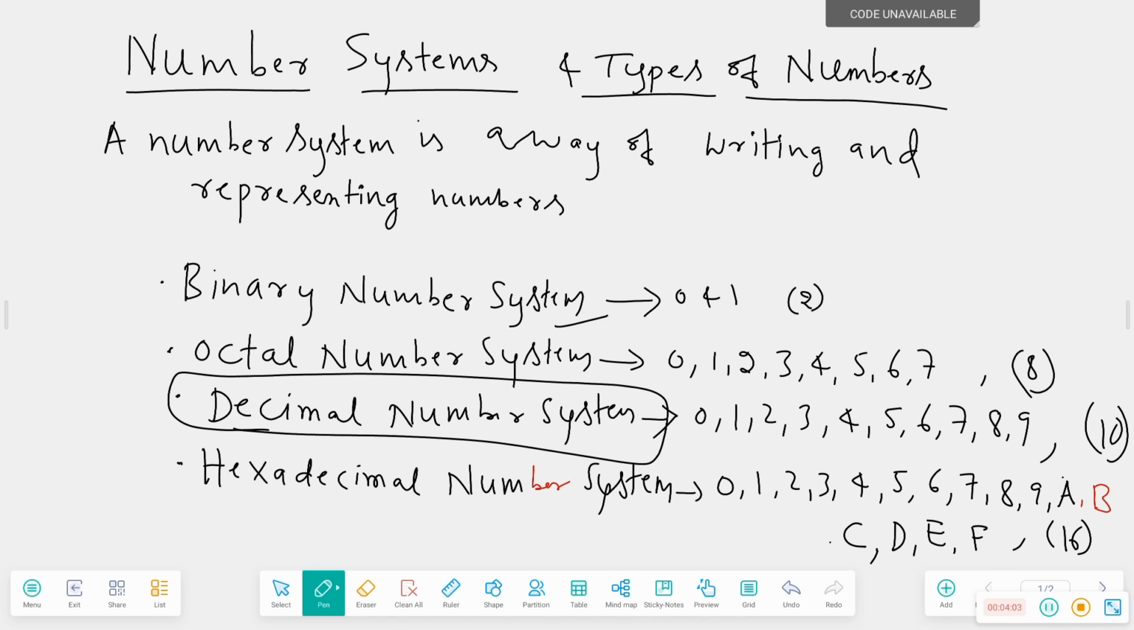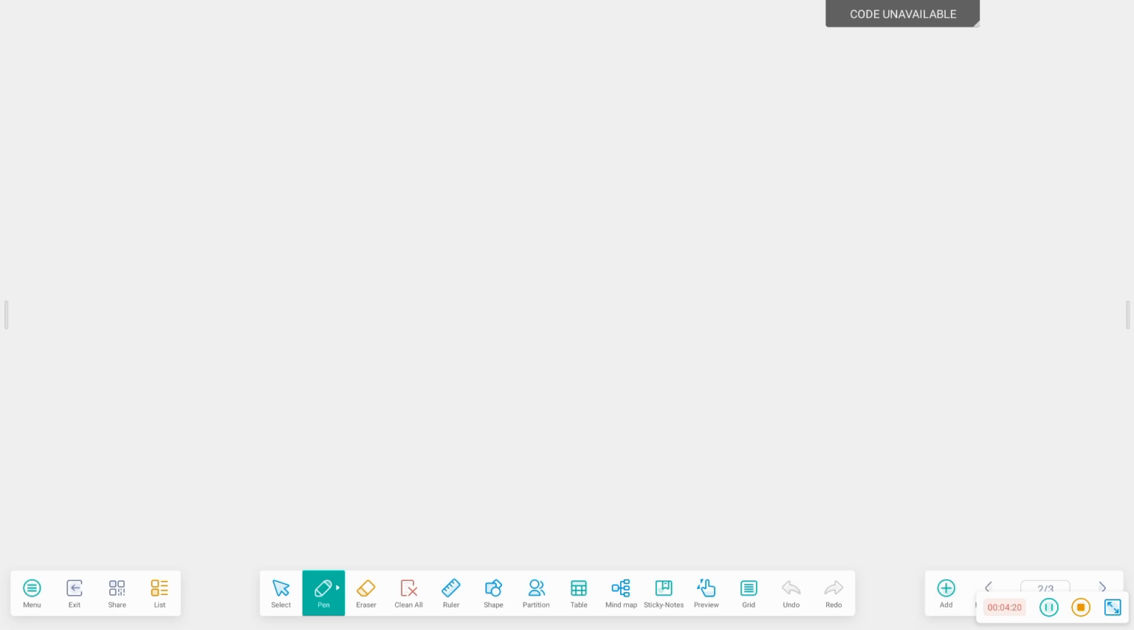So let us discuss some types of numbers that we are using for the sake of calculation in our daily life. See, these are the 4 different number systems that we are using. Let us move on to the different types of numbers.